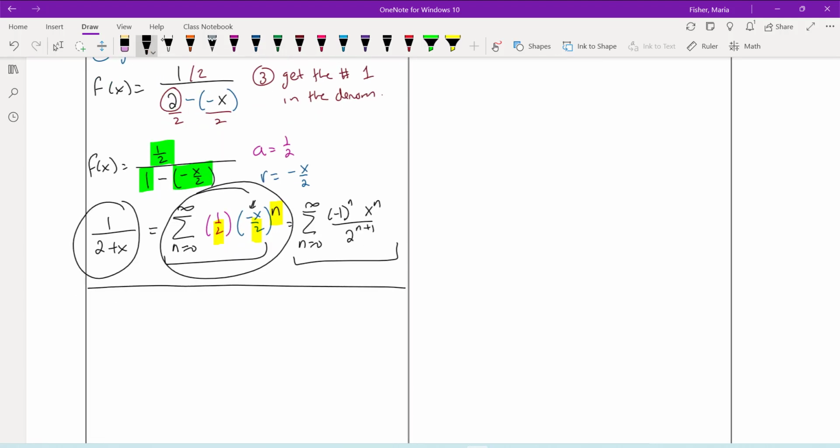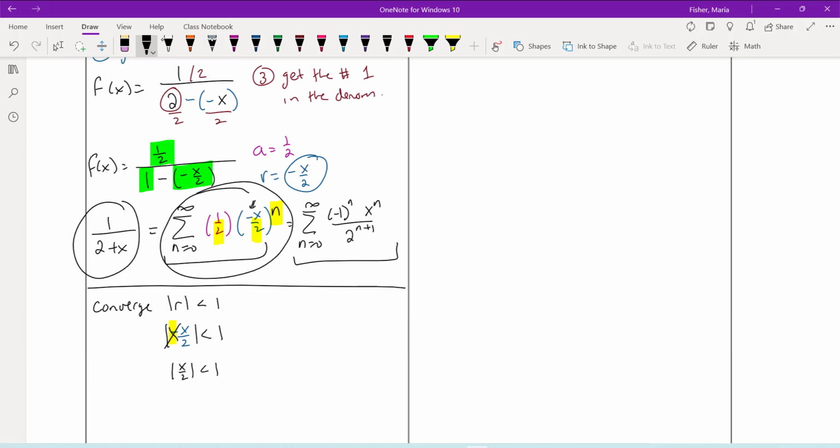I know that for a geometric series, it's going to converge where the absolute value of r is less than 1. Well, I know what r is. R is negative x over 2. So it's going to converge where the absolute value of negative x over 2 is less than 1. Well, I have the absolute value there. If I have the absolute value, then I can get rid of this negative because the absolute value of a negative is just the positive.